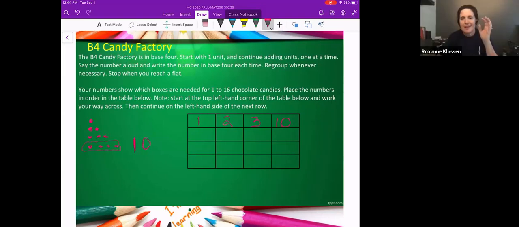When you're done, type what you wish you were eating right now in the chat, because I'm hungry. So when you're done with that table, type to me what you would eat.